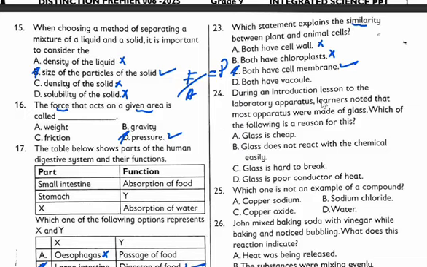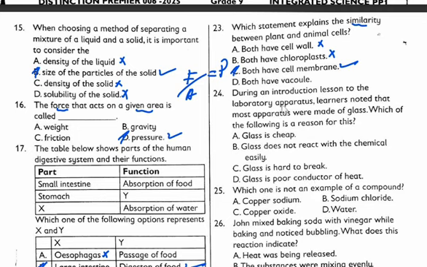Number 24. During an introduction lesson to the laboratory apparatus, learners noted that most apparatus were made of glass. Which of the following is a reason for this? A, glass is cheap. B, glass does not react with the chemicals easily. C, glass is hard to break. D, glass is a poor conductor of heat.